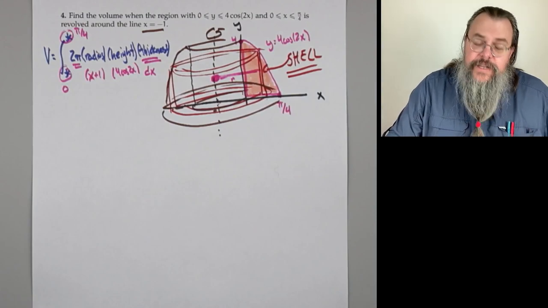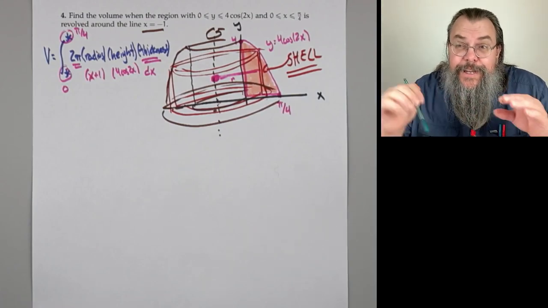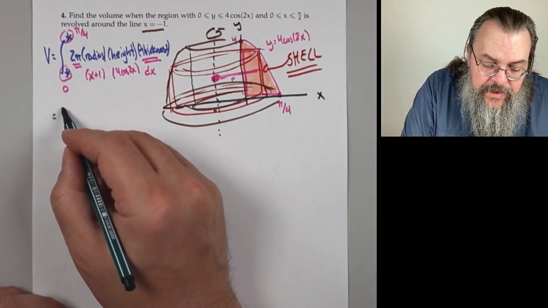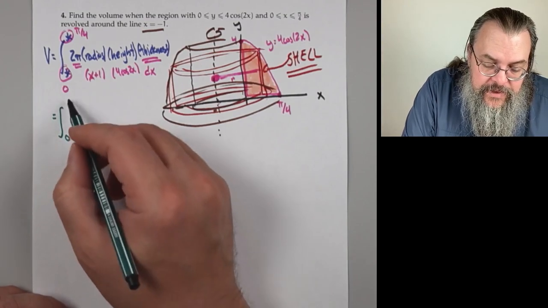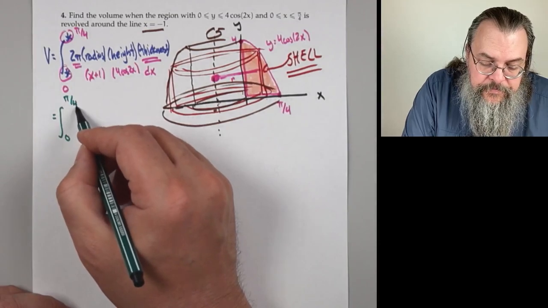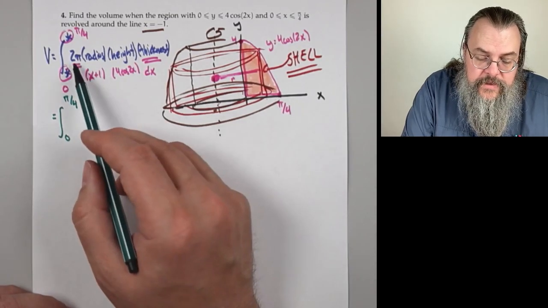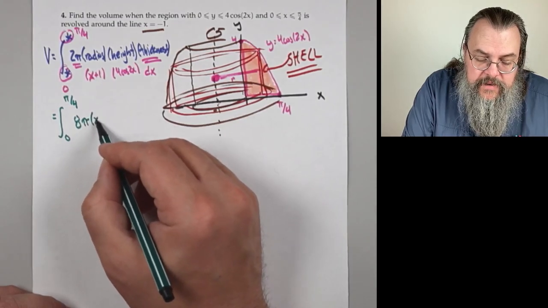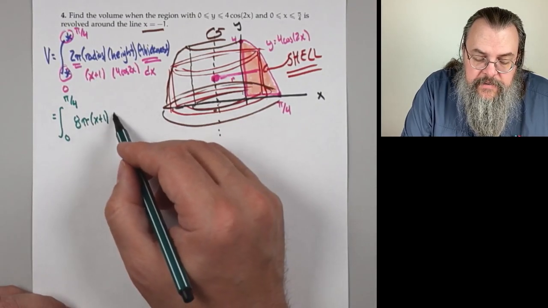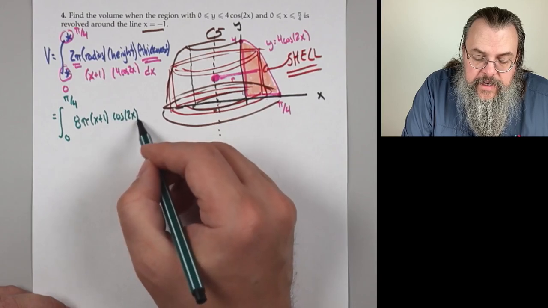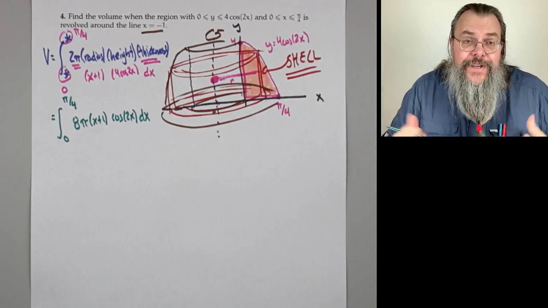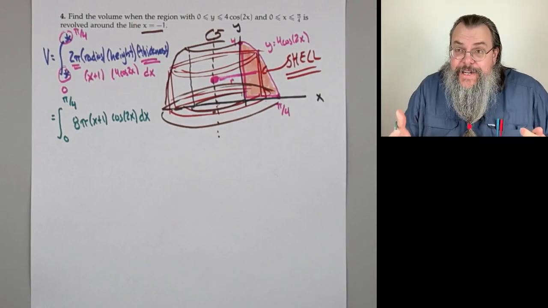So let's rewrite a little bit more cleanly and see what we have to work with. We have the integral from 0 to pi over 4 of 2 pi times 4, which makes 8 pi, times x plus 1, times cosine 2x dx. All right, so that's our integral. Cool. How do we integrate it?